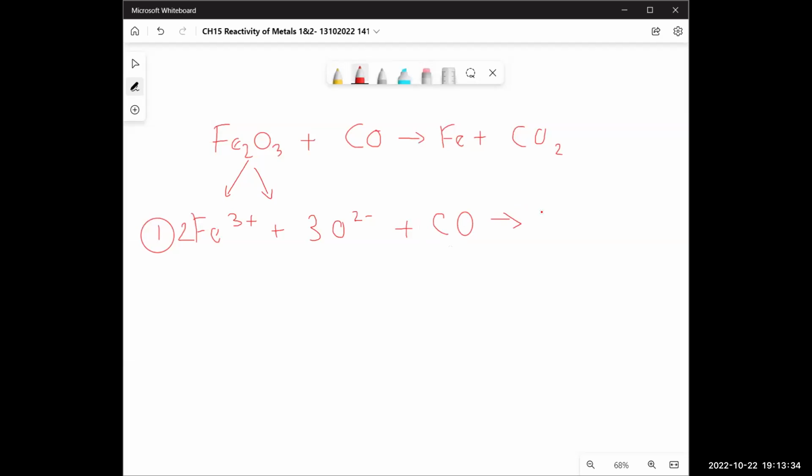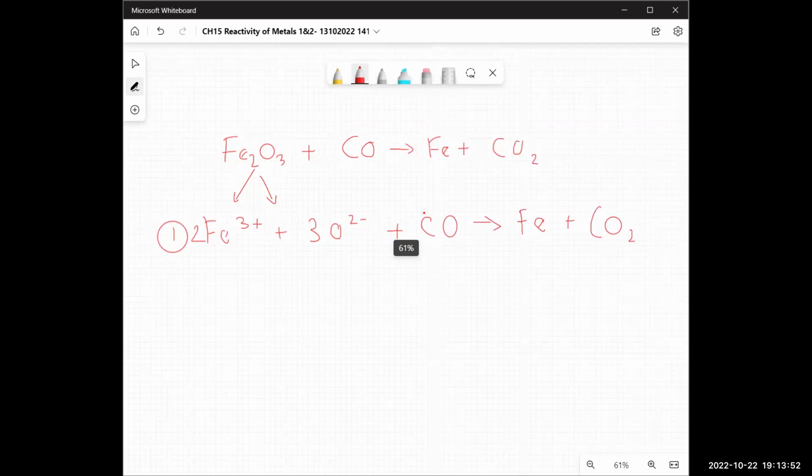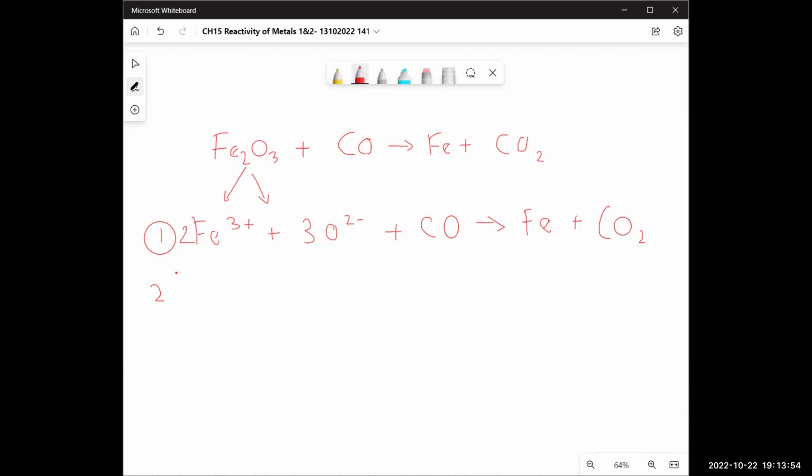Then it will be Fe plus CO. Is anything missing? Sir, wait, I can see CO2. That's the important one. Okay. Now, the next step.